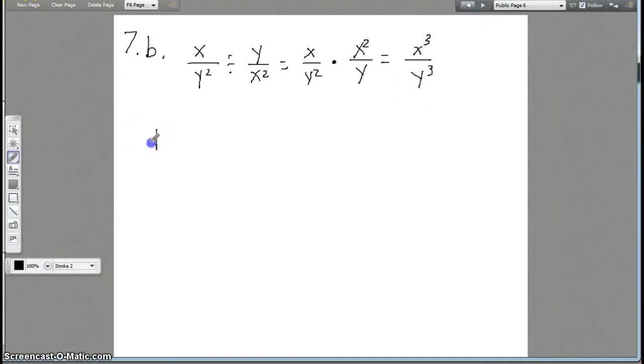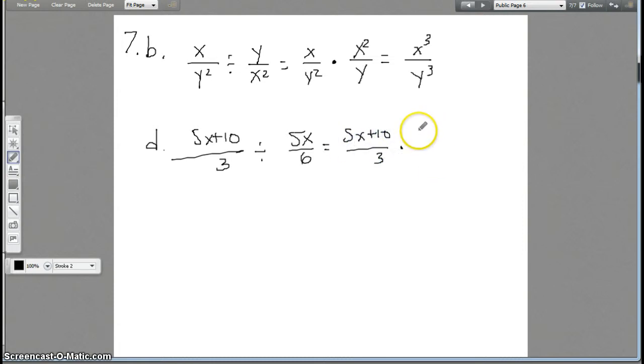Now let's look at part D. Part D, we have 5x plus 10 over 3 divided by 5x over 6. So we're going to copy our first fraction, which is 5x plus 10 over 3, change the divided to a times, flip over our second fraction. Now I can see right away that this 3 and the 6 can cancel. 3 divided by 3 is 1, 6 divided by 3 is 2. Now let's look at what we have here. Our numerator, we have 2 times 5x plus 10, and in the denominator we have 5x.